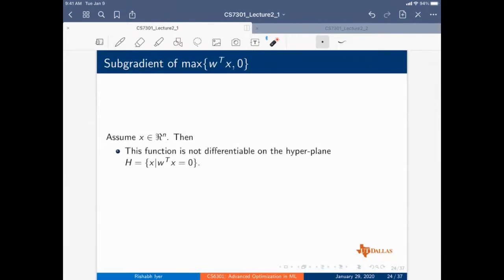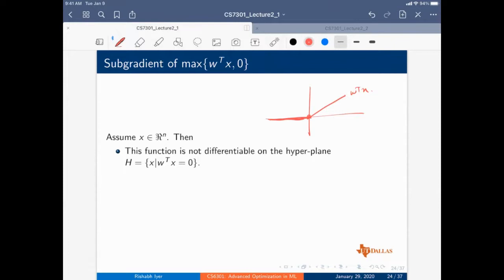But for now, we'll look at a simpler function, max of W transpose X comma 0. Again, this is a very simple function. On one side, it is a linear function. So imagine your W transpose X is like this line. It is a linear function in one case, and in the other case, it is 0. So this point is the point of non-differentiability.